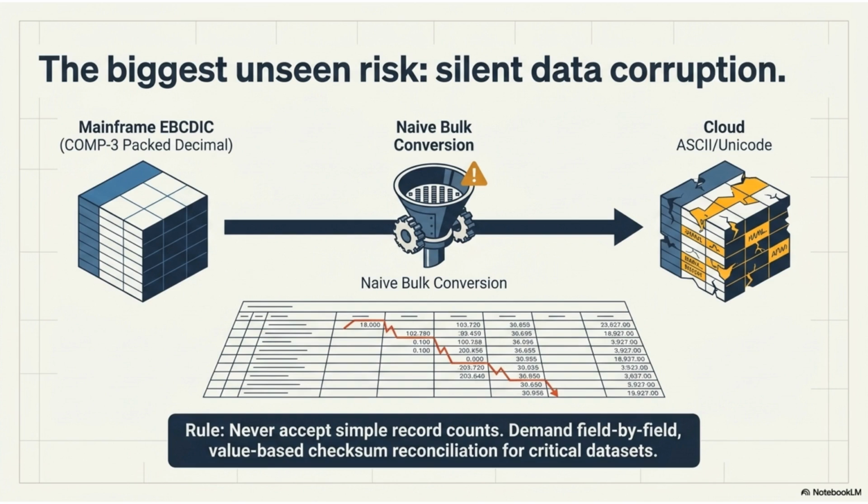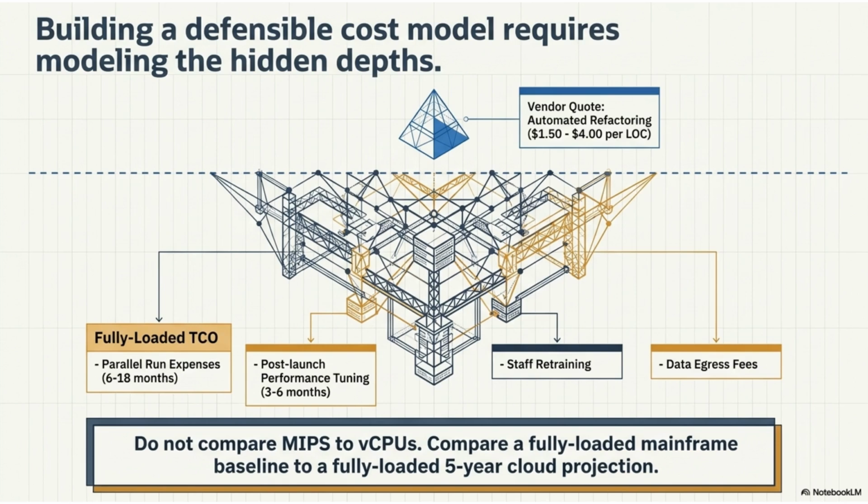Never accept simple record counts. Demand field-by-field checksum reconciliation for critical datasets. Building a defensible cost model means modeling the hidden depths of costs. Don't just compare MIPS to vCPUs. Instead, compare a fully loaded mainframe baseline to a fully loaded 5-year cloud projection, including parallel run expenses and staff retraining.